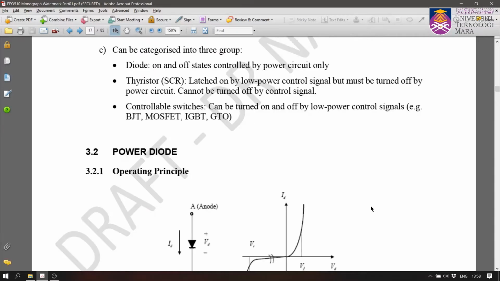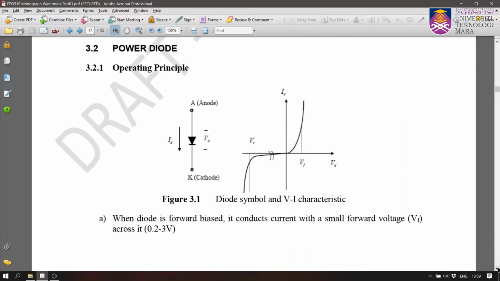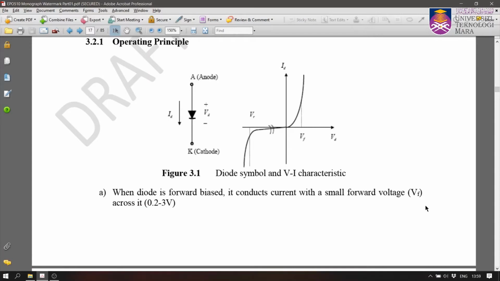Right, so we go to the power diode. It is known as a power diode because the voltage and current level of the diode is high. We can also have very small diode ratings for 5 volts, 12 volts. But when we talk about these power electronic devices, it is more on the power diode, which has high voltage and current capability. All right. So for the operating principle, I think you have covered this during your electronics subject.